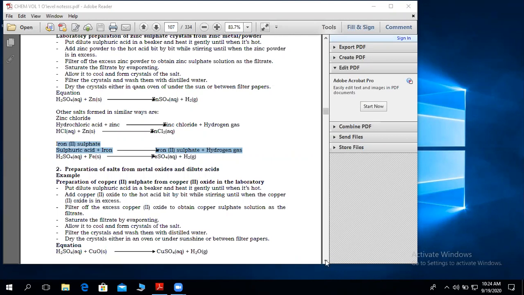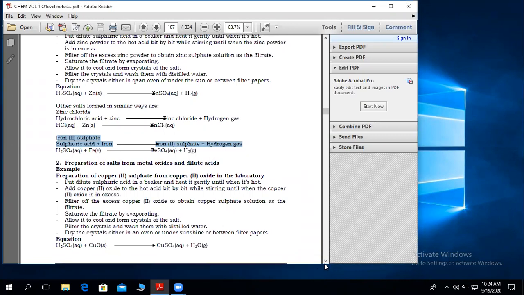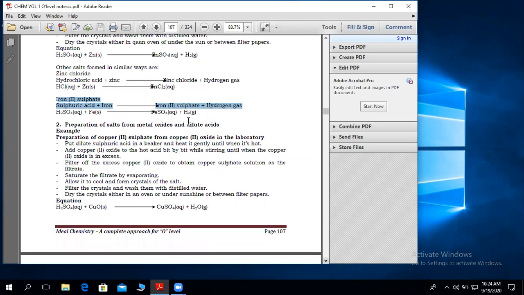So let us now look at preparation from metal oxides. Now, the challenging part here is we can ask this question by telling you what to use. So you have to be careful. For example, I can say, explain how copper 2 sulfate can be prepared from copper 2 oxide. That means in that case, I want you to use the oxide and nothing else.